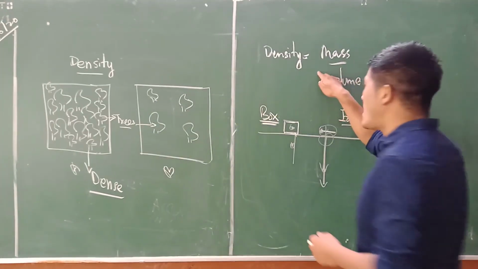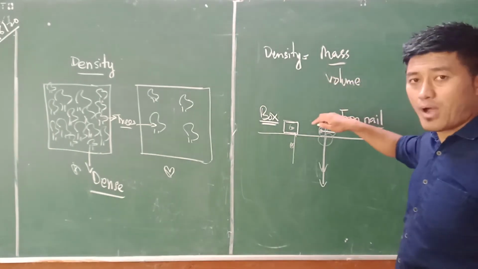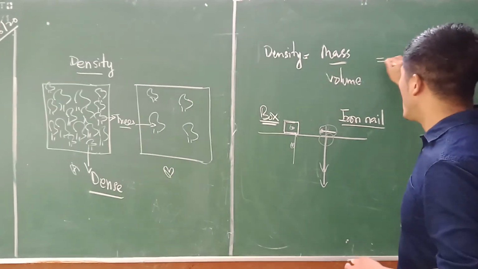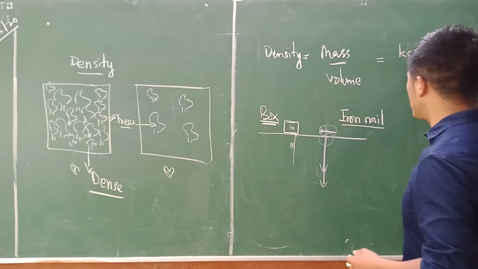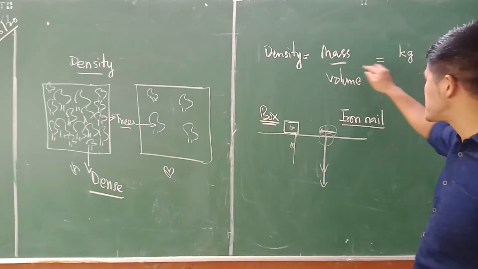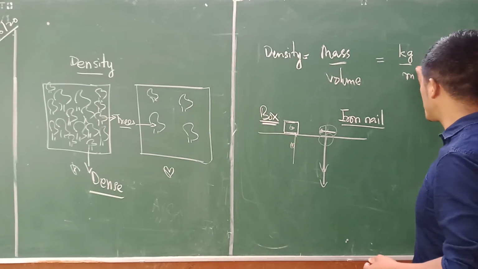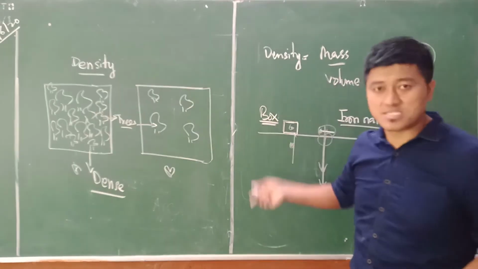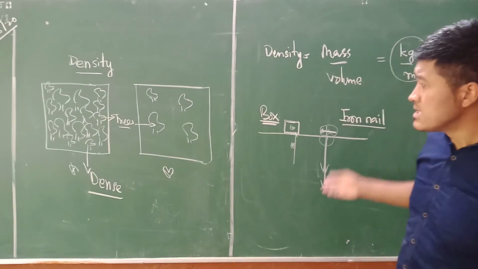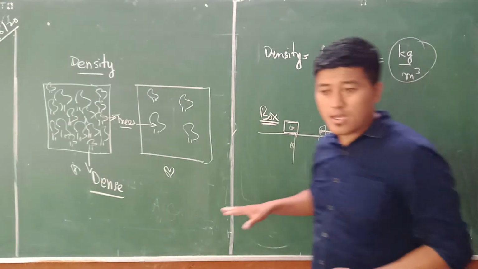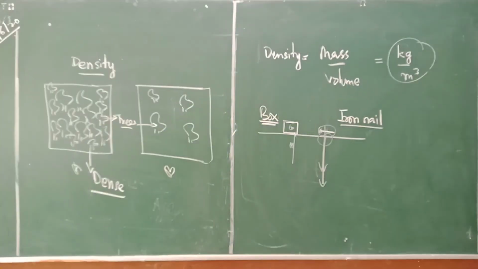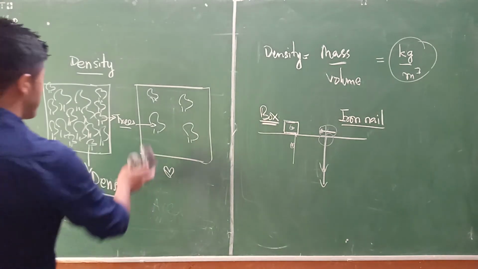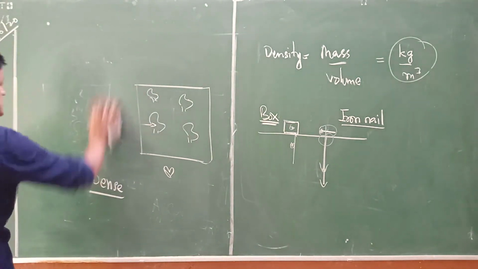So density is defined as mass divided by volume. Normally we use the unit kg for mass and meter cube for volume. So kg per meter cube is the unit of density. Is that clear? Speaking about density, it is very important for us to understand another principle, the Archimedes principle.